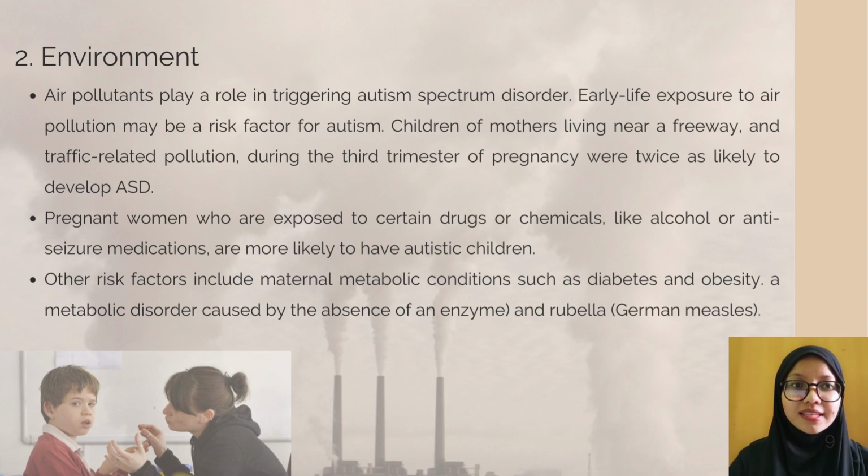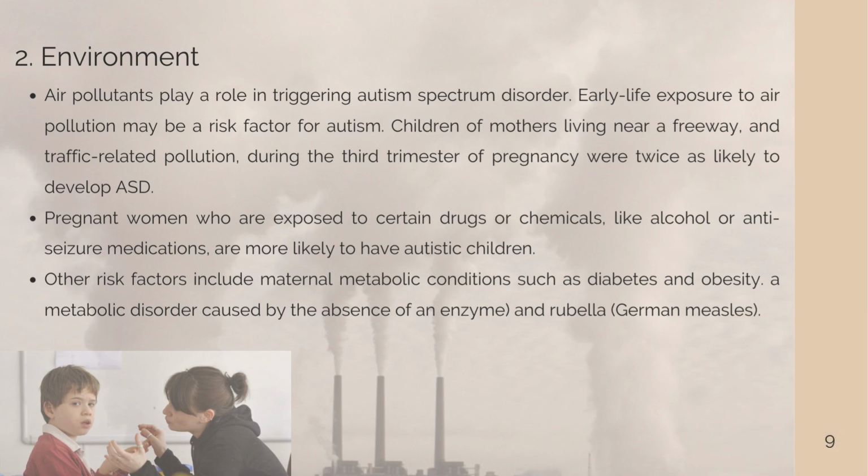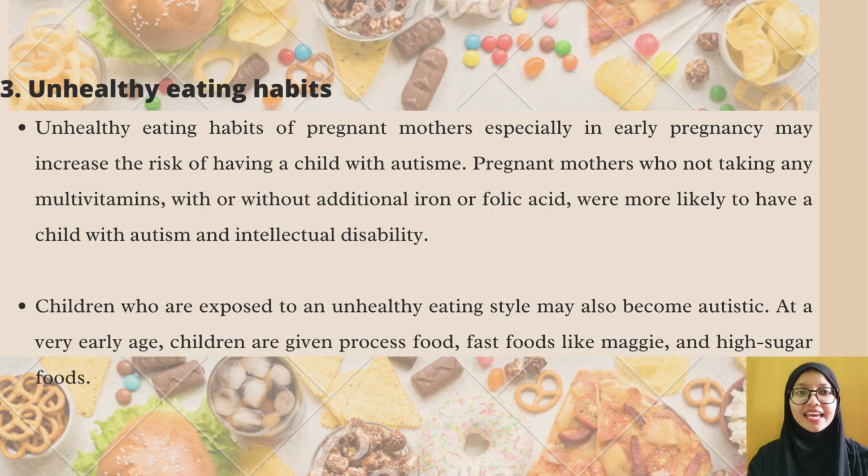Secondly, environment. Air pollutants play a role in triggering autism spectrum disorder. Early life exposure to air pollution may be a risk factor for autism. Children of mothers living near a freeway and traffic-related pollution during the third trimester of pregnancy were twice as likely to develop ASD. Pregnant women who are exposed to certain drugs or chemicals like alcohol or anti-seizure medication are more likely to have autistic children. Other risk factors include maternal metabolic condition such as diabetes and obesity, a metabolic disorder caused by the absence of an enzyme, and rubella.